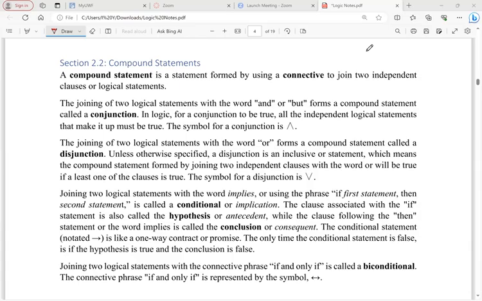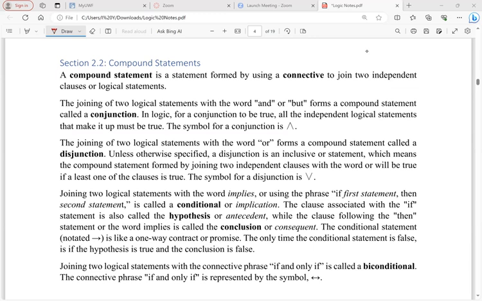Today we're going to look at section 2.2, which is compound statements. A compound statement is a statement formed by using a connective to join two independent clauses or logical statements. The joining of two logical statements with the word and, or but forms a compound statement called a conjunction.